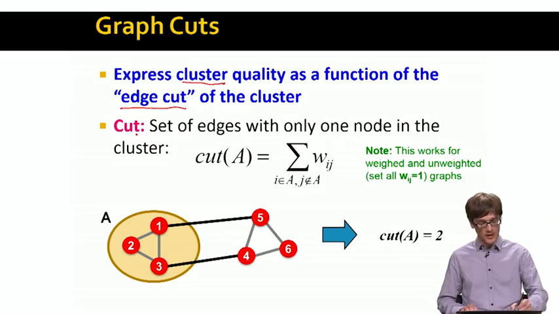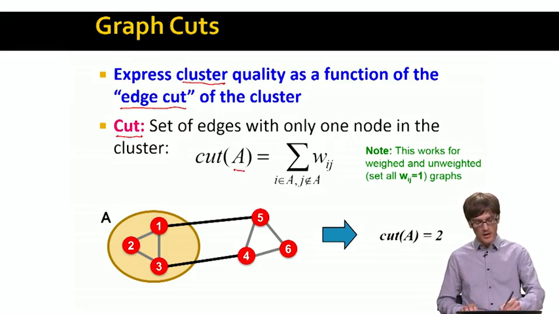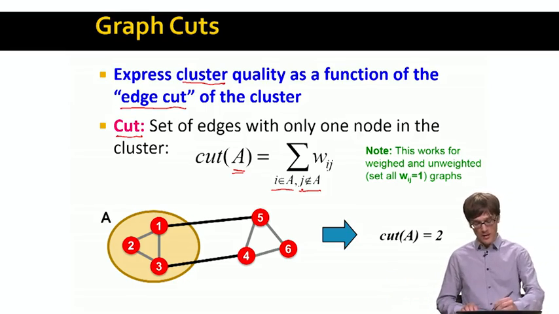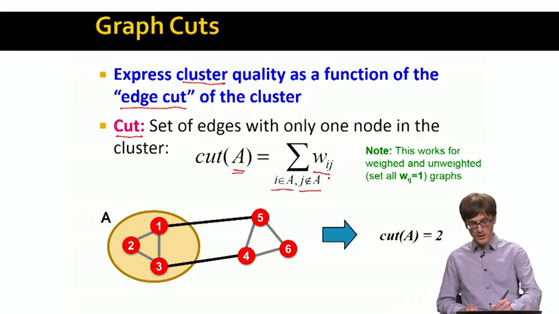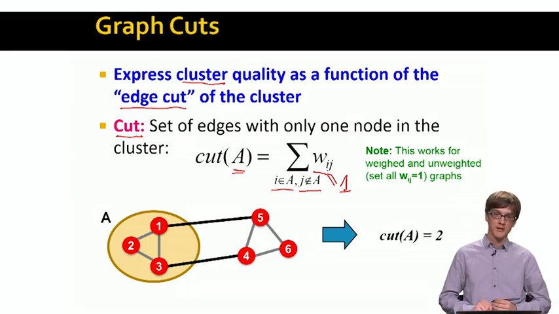The cut is a set of edges with only one endpoint in the cluster. So if I ask what is the cut of a set A, this is simply a summation over all the edges where one endpoint of an edge is in the set A and the other endpoint is outside the set A, summing up the weights of those edges. In our case, we assume that every edge weight is 1. So all this is doing is counting how many edges are pointing outside the set A.